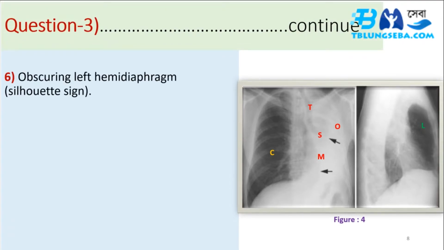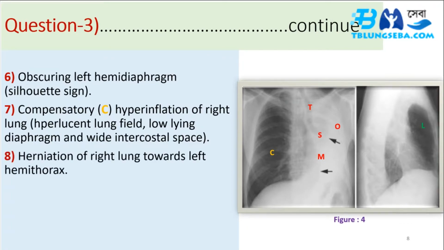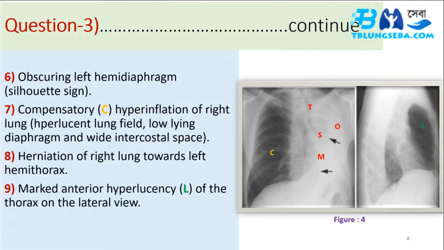Question 3, continued. 6. Obscuring of the left hemidiaphragm, silhouette sign. 7. Compensatory, C, hyperinflation of the right lung, with hyperlucent lung field, low-lying diaphragm and wide intercostal space. 8. Herniation of the right lung towards the left hemithorax. 9. Marked anterior hyperlucency, L, of the thorax on the lateral view.